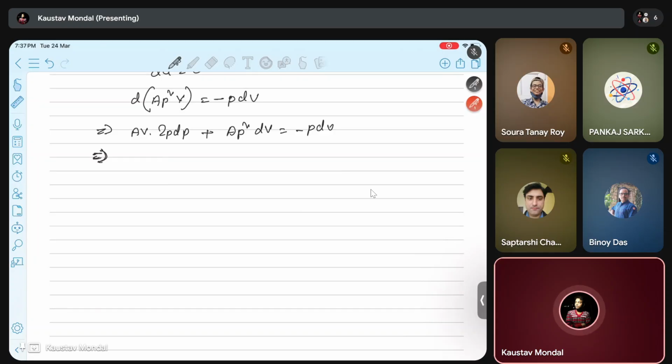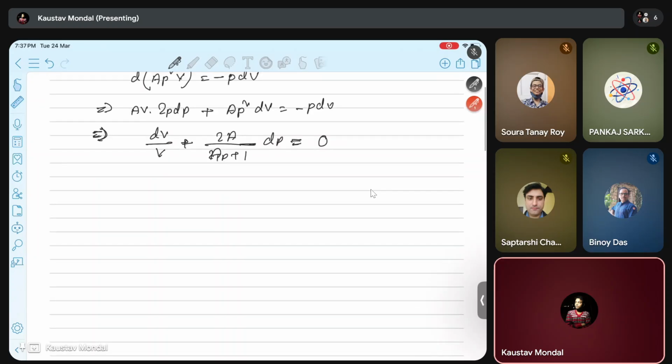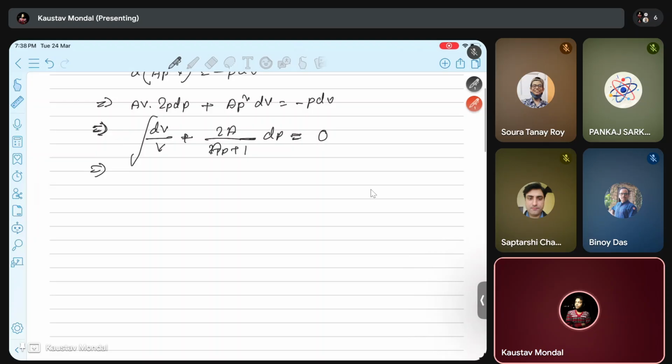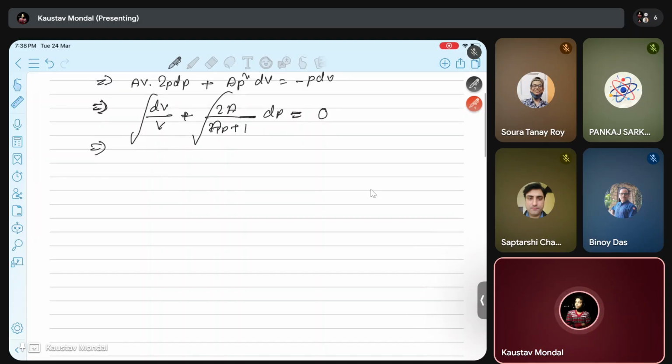Now if you collect the terms with dp and dv on the right hand side and left hand side, you will get the expression like this: dv by v plus 2a by ap plus 1 dp. If you collect the terms with dp and dv separately, we get an equation like this. Now just do the integration on both sides. So dv by v gives you ln v, and the other side gives you 2 ln of ap plus 1.